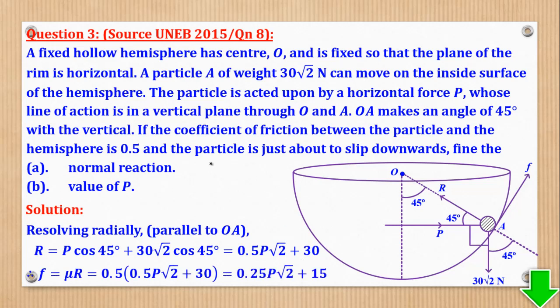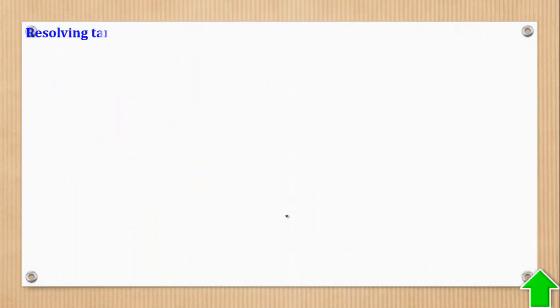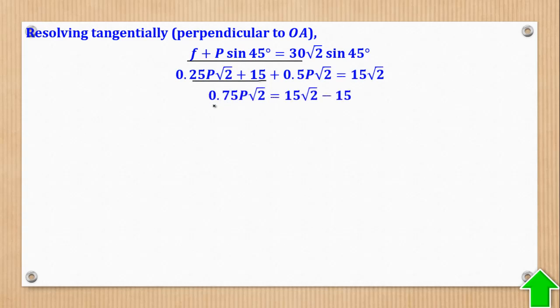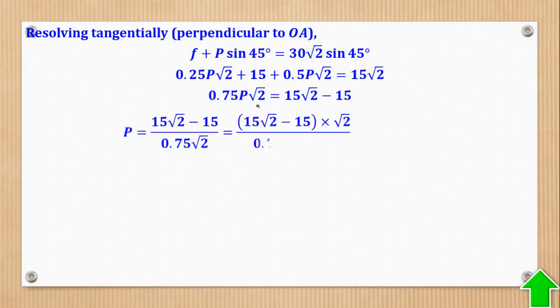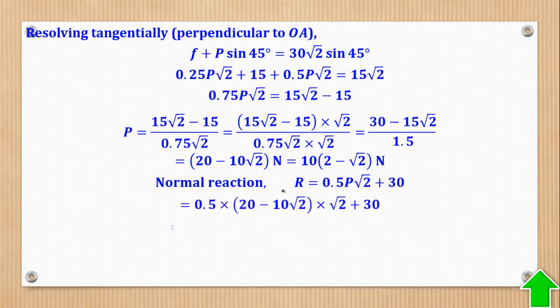Therefore, friction is mu R. Our coefficient of friction is 0.5 times R to give you this. Then resolving tangentially, perpendicular to OA, we shall come up with this. Simplify to come up with this. Collect like terms. Then you'll be able to make P the subject, and that's what they wanted. They also wanted normal reaction. So normal reaction is that, so substitute for P, and you'll be able to get the normal reaction they wanted.